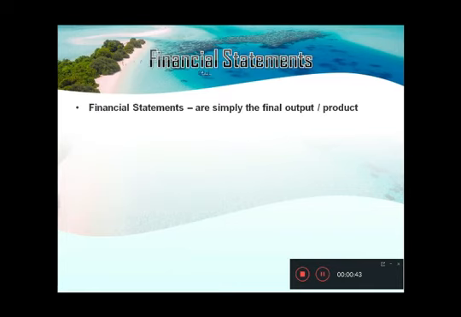So start. Financial statements. So simple and simple. Financial statements are simply the final output of the product of the bookkeeper or the accountant. So ito ay ang final output ng isang bookkeeper or accountant, kung saan magre-release sila ng mga documents or mga statements na naglalaman ng mga epekto ng mga transactions ng business within that accounting period.